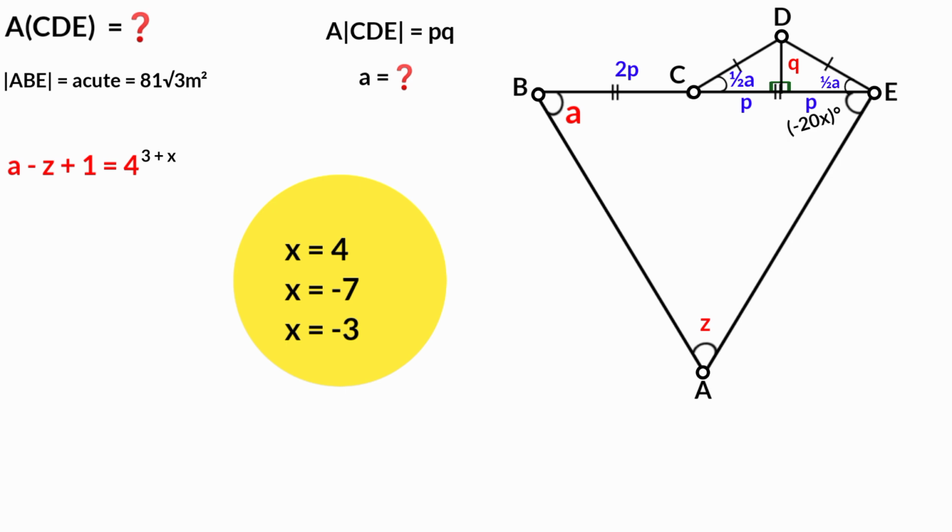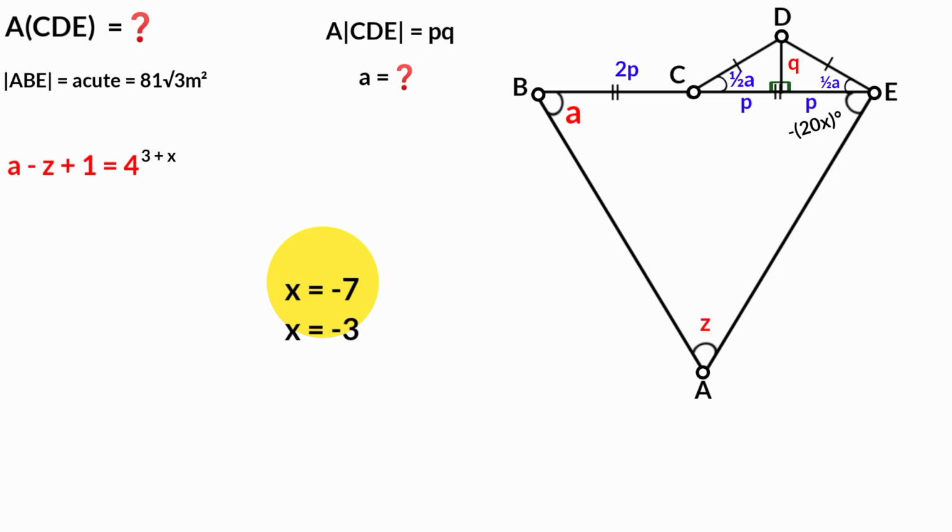Okay, out of these three solutions, which one is the right answer? Let's check x equal to 4. Substitute here, it will be minus 20 times 4, which is minus 80. Minus 80 degrees cannot be the size of an angle because of this negative sign. So x equal to 4 is not an answer.